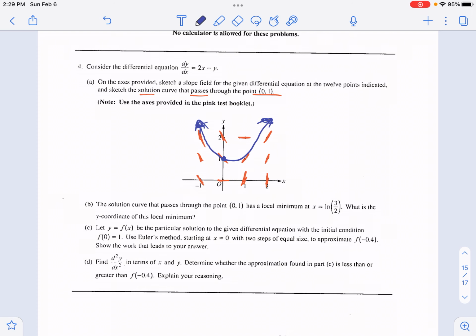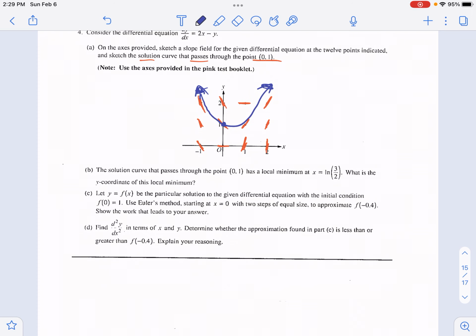Okay. But in any case, part B was what a student had a question on. The solution curve that passes through the point (0, 1) has a local minimum at this x value. So notice that x value, ln of 1.5, should be some number less than 1. So with that in mind, maybe I should have made my curve go a little bit lower than 1. We're talking about x values. This is some number a little bit less than 1, so it's plausible, right? Like x equals ln of 3/2 is apparently here.